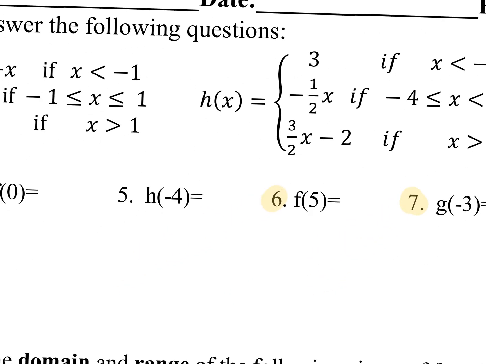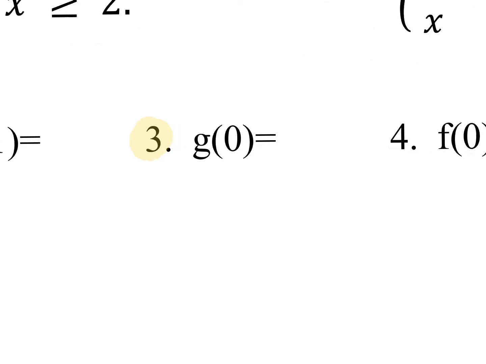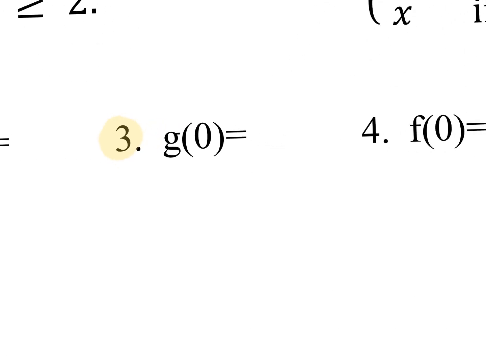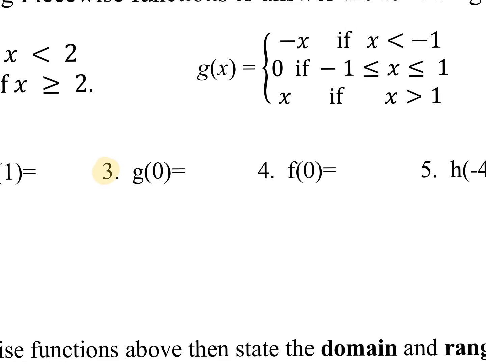So first, you have to begin by understanding which one you're going to use. On number 3, we're going to be using the g function, right? What are we going to be doing with the g function? We're going to be plugging in the value of 0. The input will be 0. So in addition to knowing which one we're going to be using, which is the g function, you need to know which part of that g function you're going to be using.